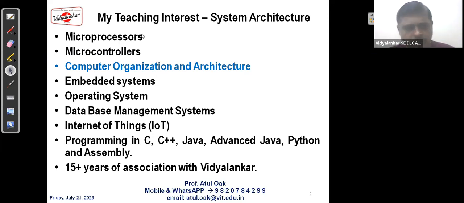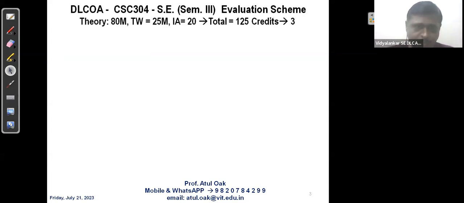And of course, these subjects need programming knowledge. So I also teach programming from C, C++, Java up to assembly language. So this is my domain of teaching, typically system architecture. Like I said, I'm with Vidyalankar for more than 15 years, teaching all these good, rather interesting subjects. And now let's talk about your subject.